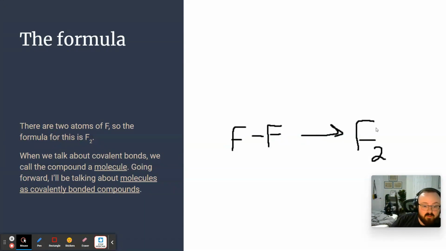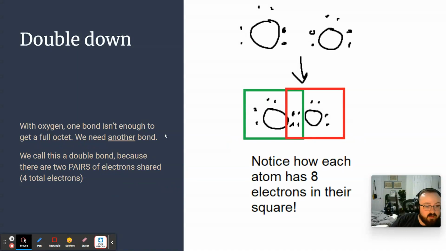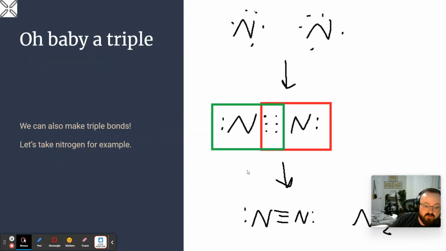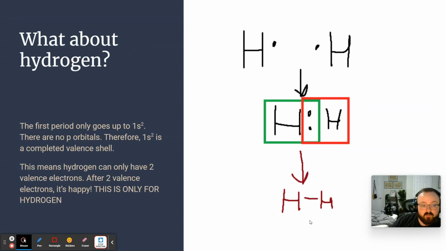So here's our molecule, here's our chemical formula. The chemical formula just tells me that in this molecule, there are two atoms of fluorine, 1, 2, which we can see. We can have double bonds where we share more than 2 electrons between the atoms, and here's how we get O2. It looks like an equal sign, but it's just two bonds. And then we can have triple bonds, which we'll see in examples like nitrogen.